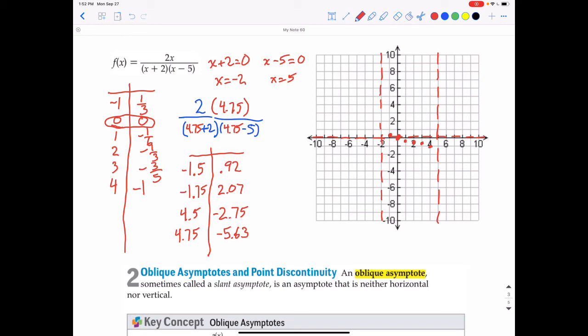And now you see those values. So let's graph the rest of those points. So negative 1.5, 1.92 would be about right here. Negative 1.75, 2.07 would be approximately right here. So you can see it's starting to curl up to the left on that side, and then 4.5, negative 2.75 would be approximately here. And then 4.75, negative 5.63, we can see now it is very rapidly curving down that direction. So in between the asymptotes is looking like this.